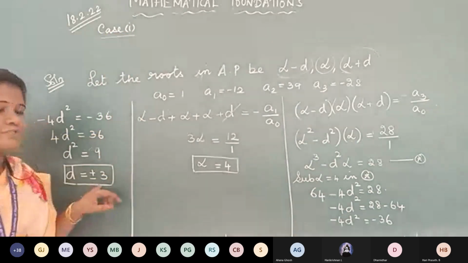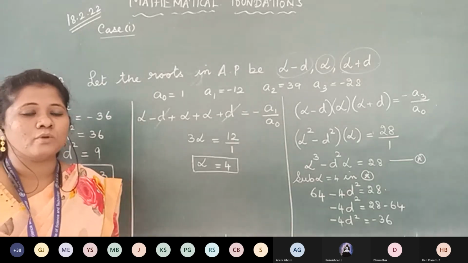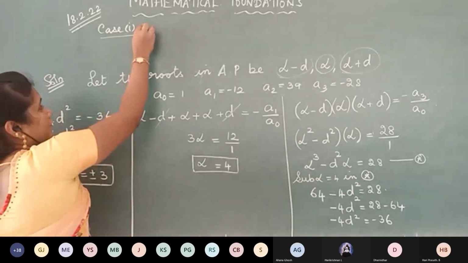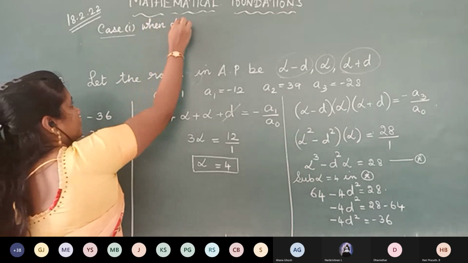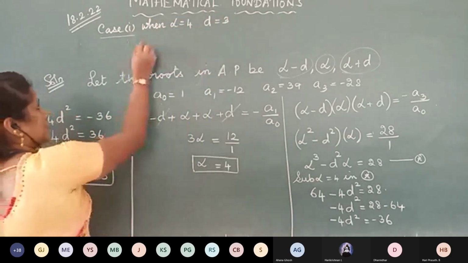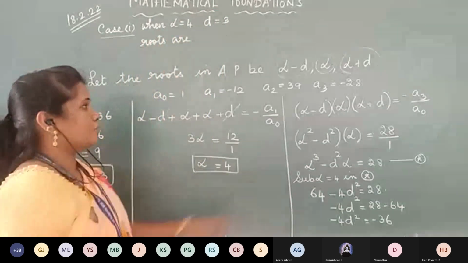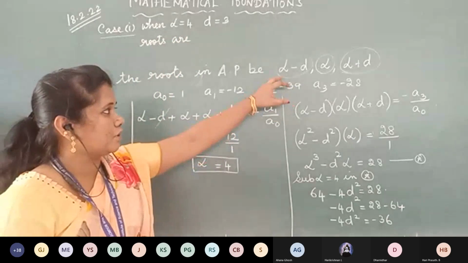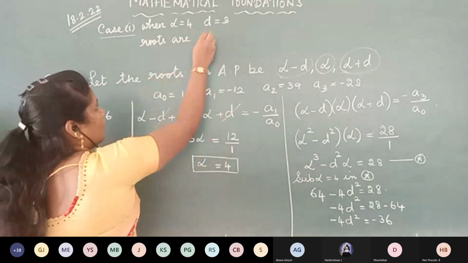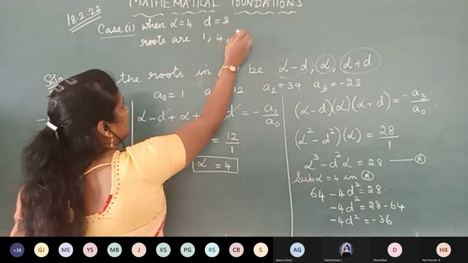After finding out your alpha and your d, you will substitute it here. Since it is plus or minus 3, you will have two cases: plus 3 gives one set of roots, minus 3 gives another. When alpha is equal to 4 and d is equal to 3, you substitute in the roots formula. Alpha minus d will be 1, alpha is 4, and alpha plus d will be 7.